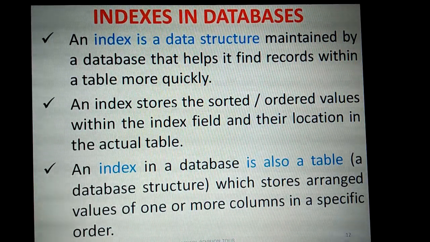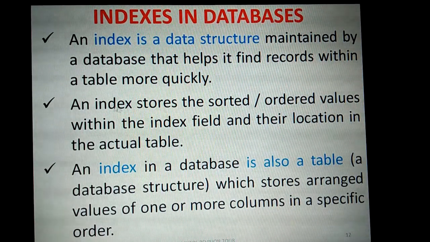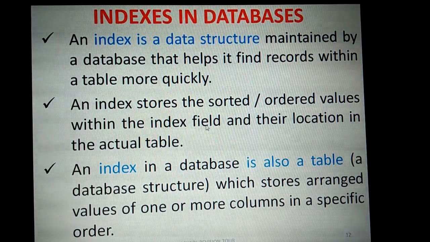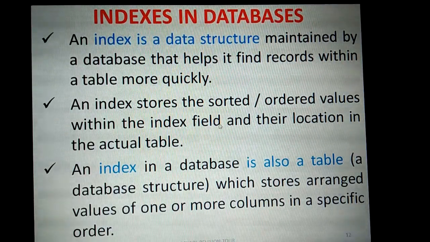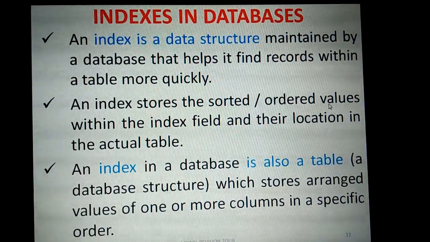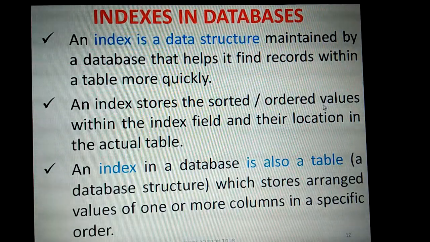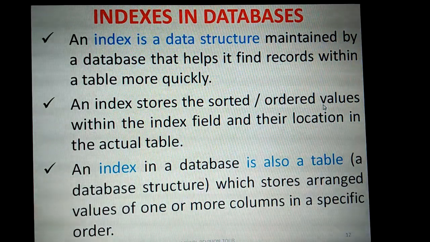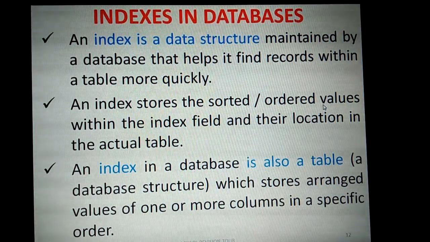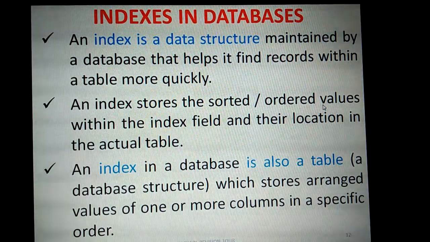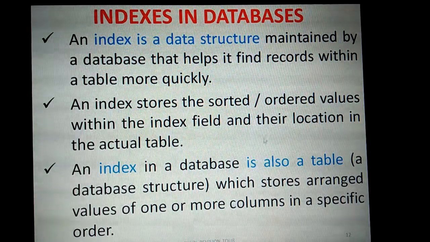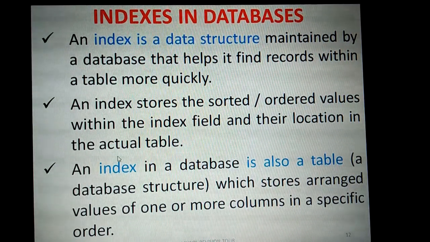It stores the sorted or ordered values within the index field. One field is going to be maintained in the index table or index data structure. That field is named the index field. Under this index field, we have the sorted or ordered values of one particular column. That primary key field alone is going to be taken here as an index field, and their location will be there in the actual table.